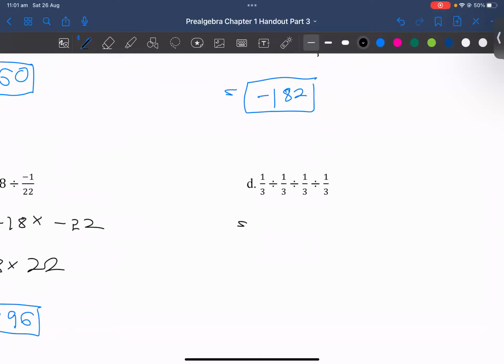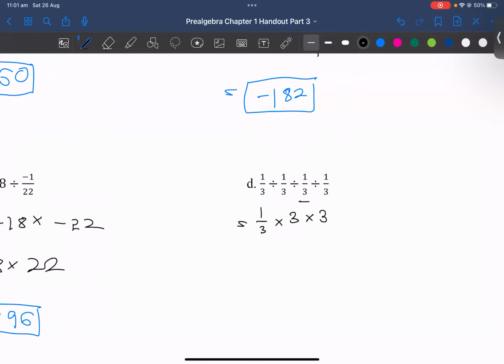So use the definition. Dividing by a number is the same as multiplying by its reciprocal, right? So a third divided by 3 is the same as a third times by 3. Dividing by the second third is also the same as multiplying by? What's the reciprocal of a third? It's 3, right? Do you agree? It's just the same as multiplying by 3.